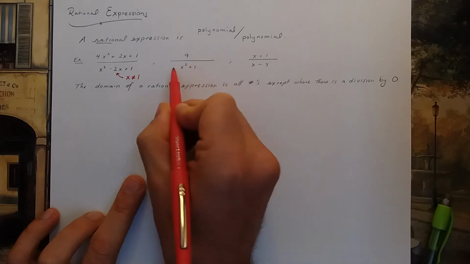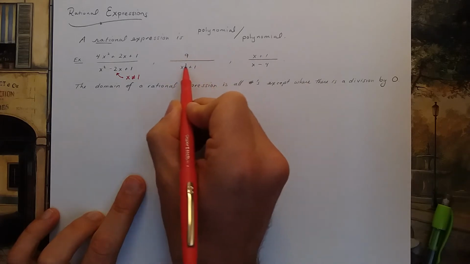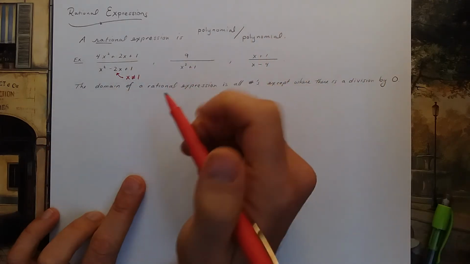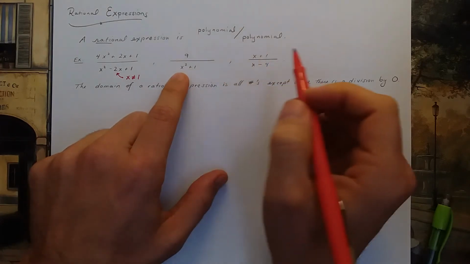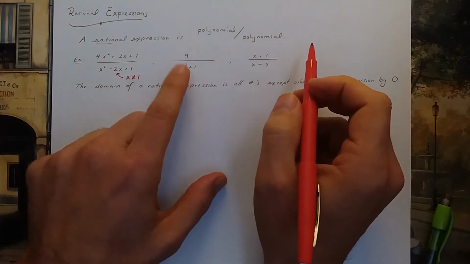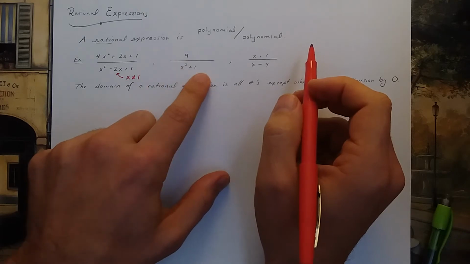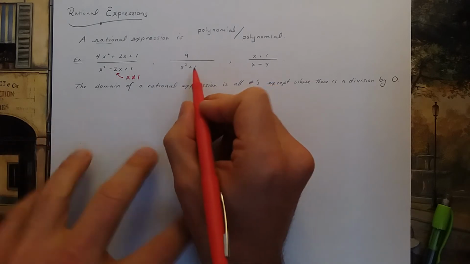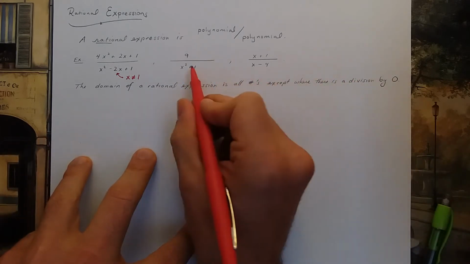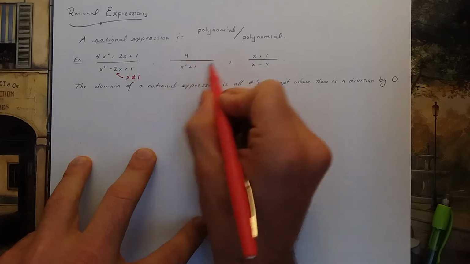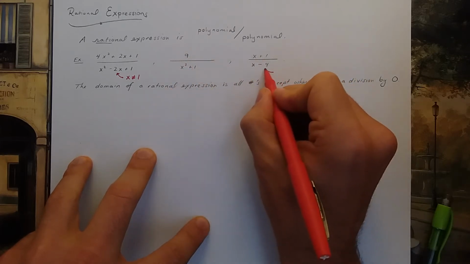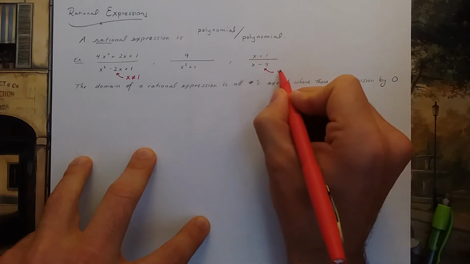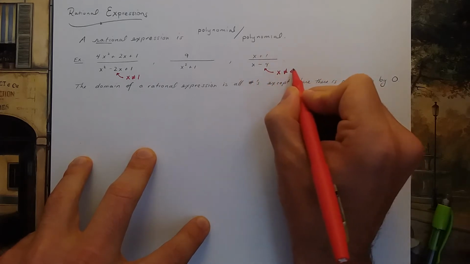This quantity, x squared plus 1, can never equal 0 for any real number x. If you plug in any real number, like -5, and you square it, you get a positive. And if I add 1 to a positive number, I'll never get 0. So the domain is all real numbers. I have no problems here. And then this clearly has a problem when I plug in x equals 4. So the domain is all numbers except x cannot equal 4.